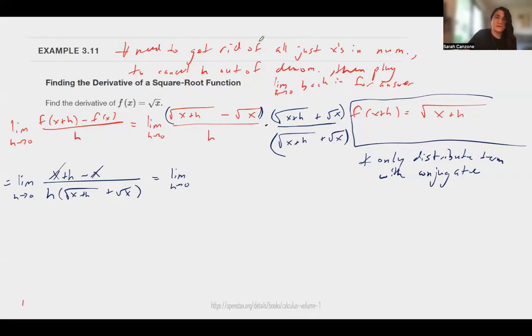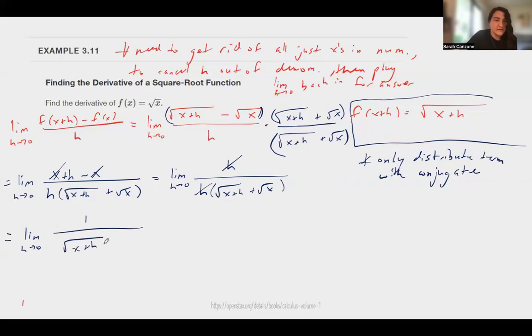We notice that this rule up here that says that we need to cancel out all of our x's does in fact work, because we're just left with an h over h times this whole mess here, x plus h plus square root of x. And then we can cancel out our h's. Be careful when you cancel out everything from our numerator or our denominator. We are still left with a number, and the number is just 1. 1 over the square root of x plus h plus the square root of x.